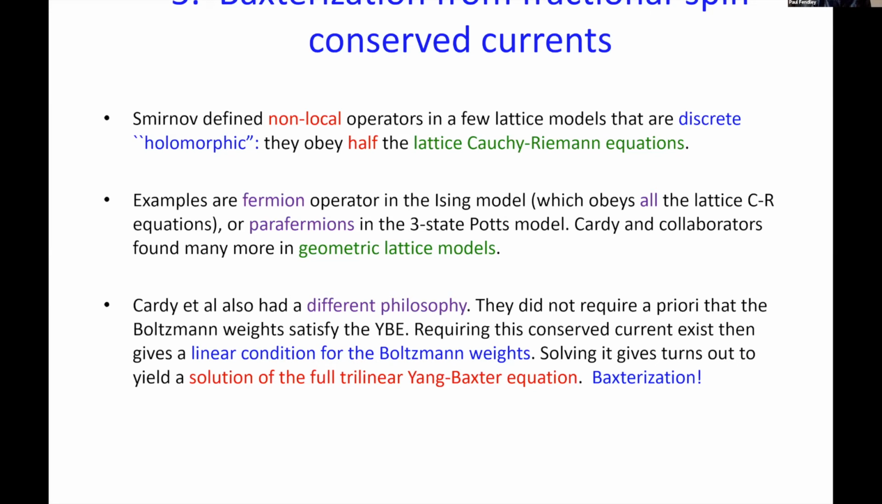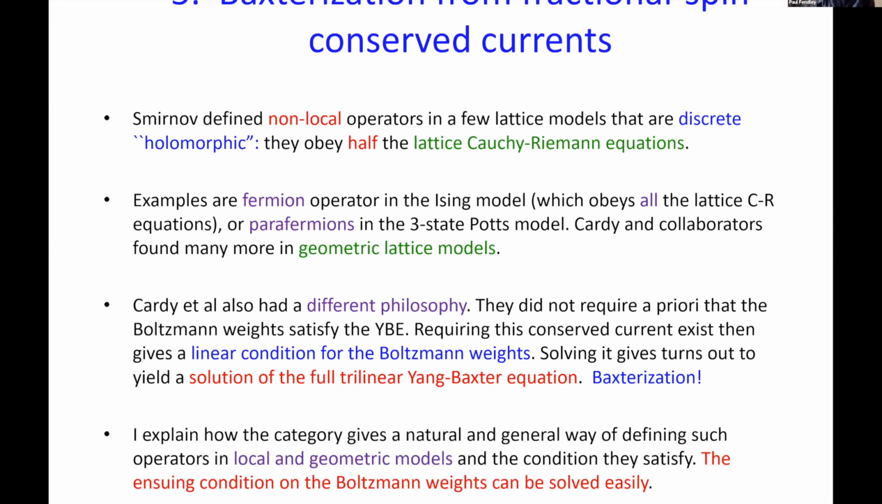What it turns out, if you don't fix the Boltzmann weights in the beginning, it gives you a linear condition for them. And you solve it, you get some Boltzmann weights. They showed in lots of cases you could generalize what Smirnov did and find them. But then when you solve it, it's a much simpler equation to solve. And the Boltzmann weights you get also solve the Yang-Baxter equation for free. Didn't have to do anything else. And that's just a check, that's not a proof, but it did do it.